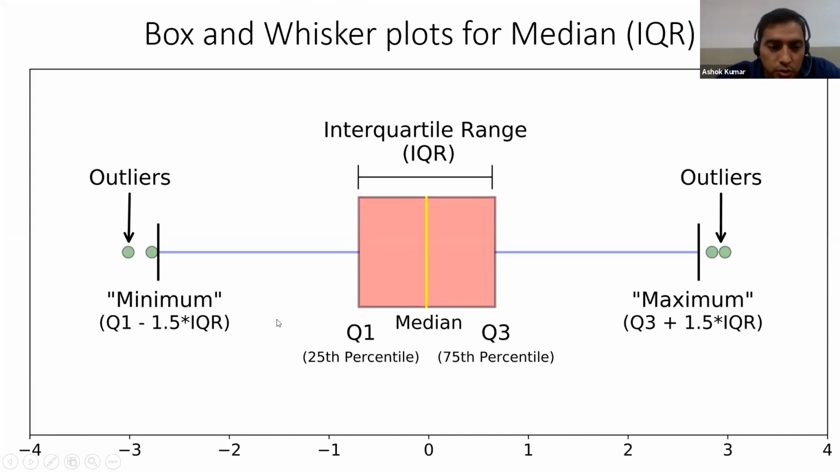You can see in the circles and stars and boxes, these are the outliers. So the minimum is Q1, the 25th percentile, minus 1.5 multiplied by the interquartile range. You know the interquartile range. So what you have to do? Q1, the 25th percentile, minus 1.5 into the interquartile range. And then what is the maximum? This is Q3, the 75th percentile or third quartile, plus 1.5 into the interquartile range. And after that, this is an outlier.